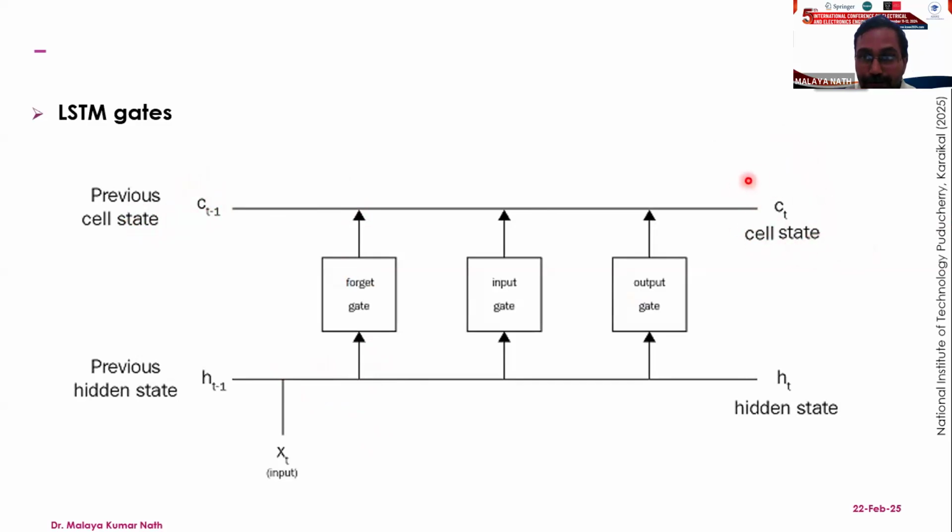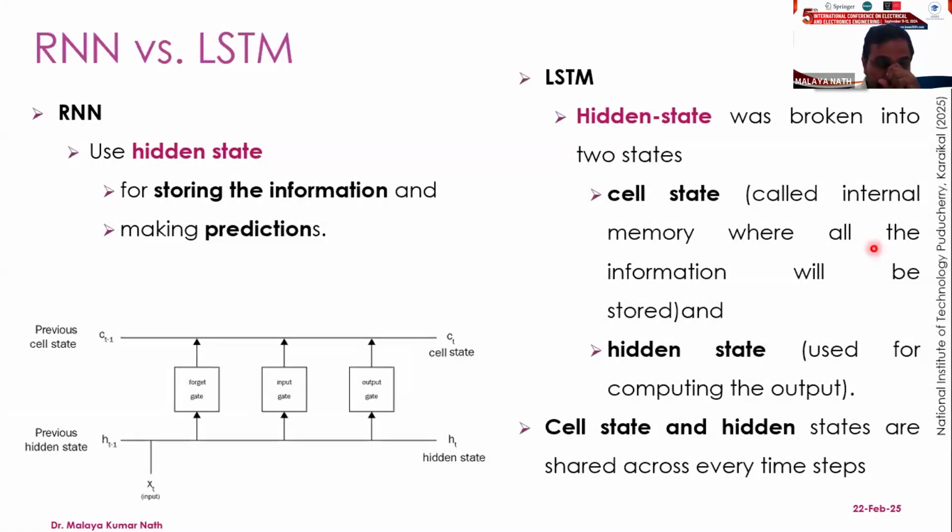And we will discuss the importance of the cell state in an LSTM network and how it helps to predict the output. A recurrent neural network uses a hidden state for storing information and making predictions. Basically, the recurrent neural network uses the hidden state to store the information and make the prediction.